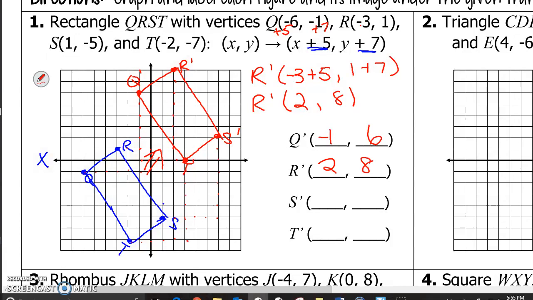S, we're adding 5, adding 7. So that would be 6. And -5 plus 7 leaves us +2. Let's check. 1, 2, 3, 4, 5, 6, 1, 2. Works. And the last one, T plus 5, plus 7. -2 plus 5 is 3. And -7 plus 7 is 0. So let's see if we have that. 1, 2, 3, 0. We're good.